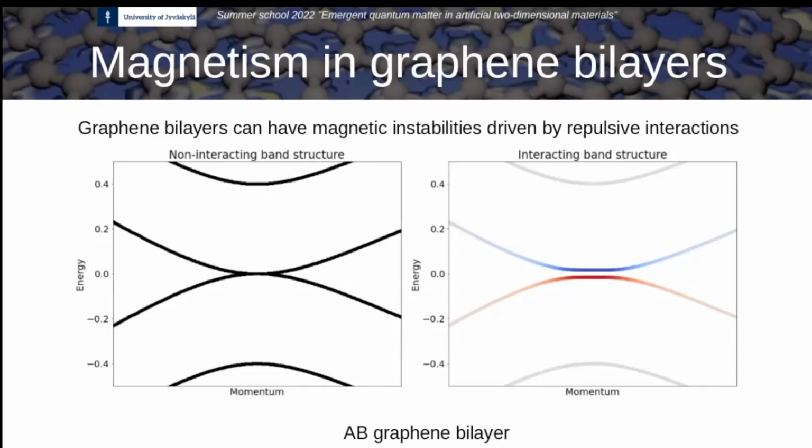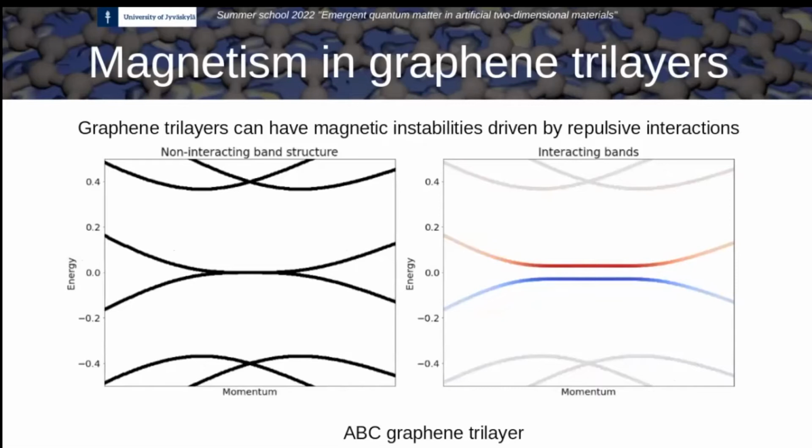So during the exercise, you can actually try to put different types of interactions and see which different types of symmetry broken states you are getting in these graphene multilayers. And of course, if you do this with trilayers, you see something very similar. So with local Hubbard interactions, in graphene trilayers, you see that there's a gap opening. It's even a bit bigger than the gap that you observe in bilayers. And this gap, again, is associated with a magnetic ordering in the top and bottom layers mainly.